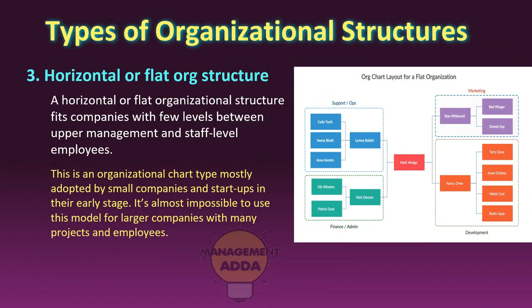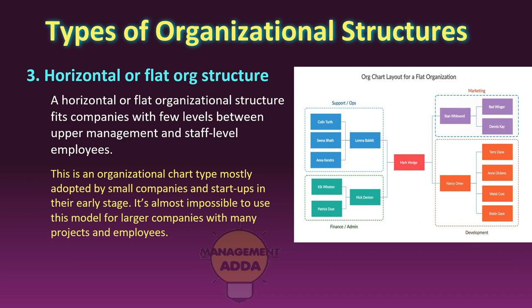Now next we have horizontal or flat organizational structure. A horizontal or flat organizational structure fits companies with few levels between upper management and staff level employees. Many startup businesses use a horizontal organization structure before they grow large enough to build out different departments. But some organizations maintain their structure since it encourages less supervision and more involvement from all employees.